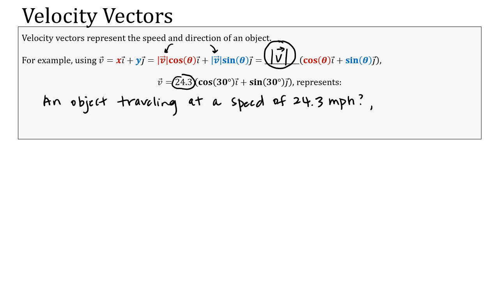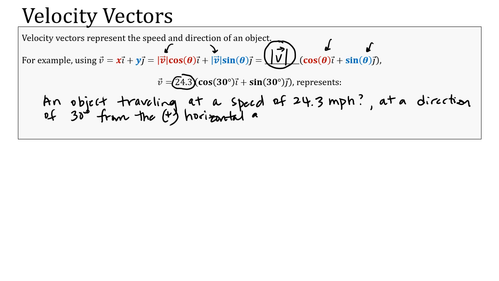And a direction of, the direction is the theta, and that theta is from the positive x-axis. So we would say at a direction of 30 degrees from the positive horizontal axis. Horizontal axis is better to say than x-axis because we don't always know that it is the x-axis. It could be labeled something else.